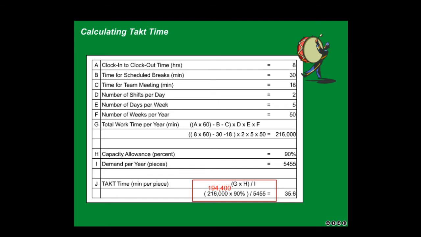The total demand for all the models is 5,455 units. So, in this case, the tack time is 194,400 minutes divided by 5,455, or 35.6 minutes.